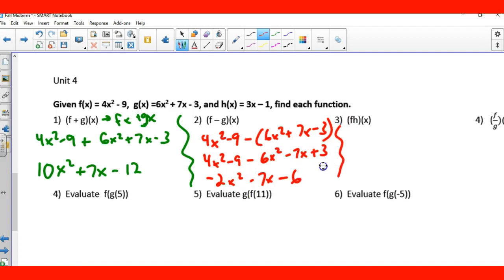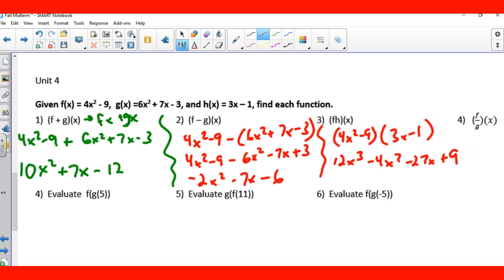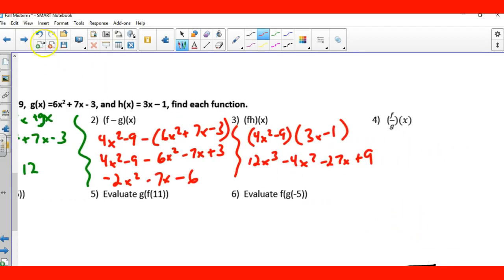Now for the next problem, we have f times h. So you have 4x squared minus 9 times 3x minus 1. So we're going to FOIL. 4x squared times 3x is going to be 12x cubed. 4x squared times negative 1 is negative 4x squared. Negative 9 times 3x is going to be negative 27x. And negative 9 times negative 1 is going to be positive 9. So there we go. There's no like terms to combine right there. So that's it.